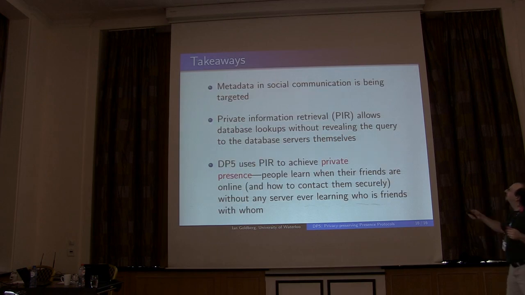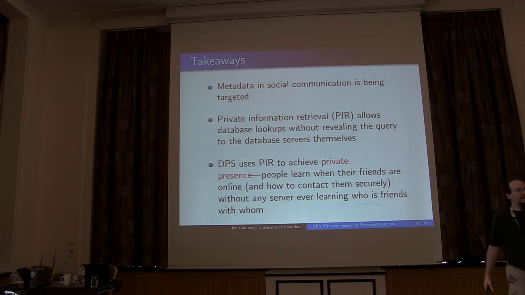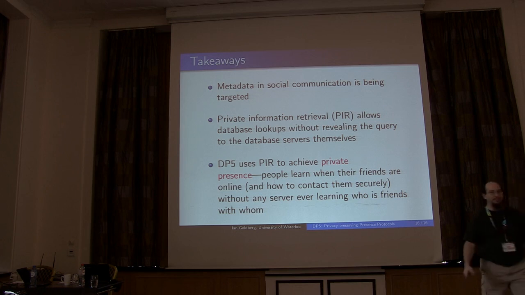Okay. So, takeaways. Metadata in social communication is being actively targeted. PIR allows you to look up information from a database without revealing what information you were looking for, even to the database itself. And DP5 uses PIR to achieve private presence, the ability for someone to look up whether their friends are online without revealing, even to the social network itself, who their friends are. Thank you very much.